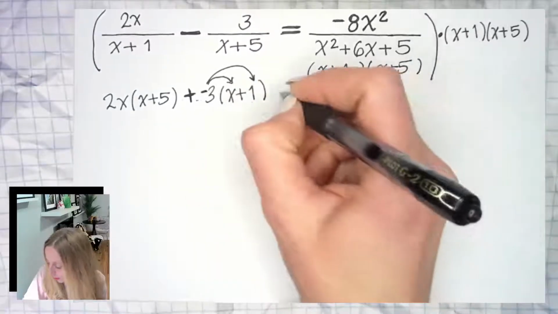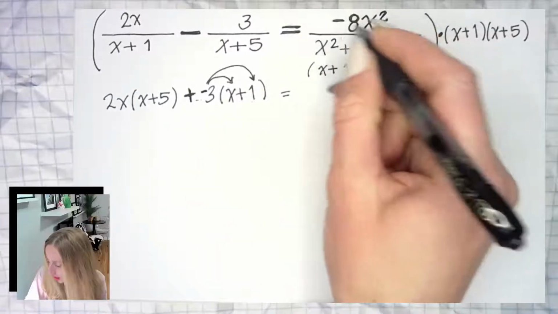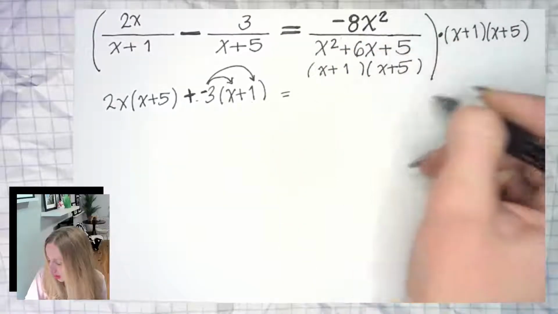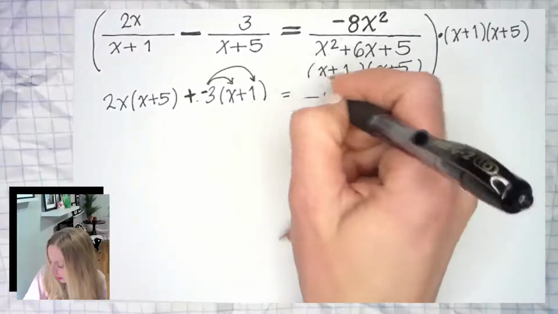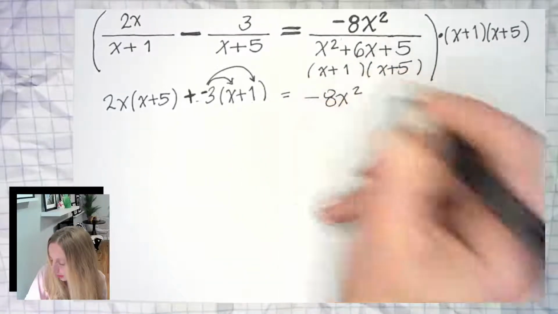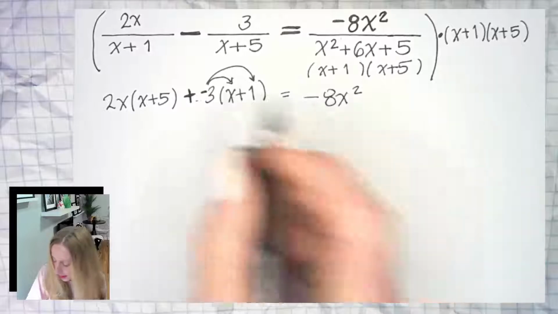Love for the x plus 1. Anyhow, equals, over here, negative 8x squared times its exact denominator, everything crosses out, and we get negative 8x squared. So we're in pretty good shape right now.